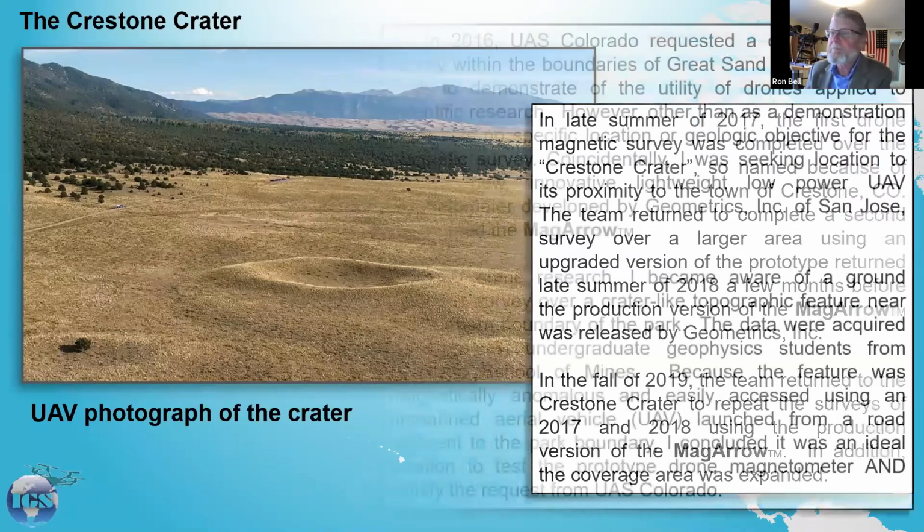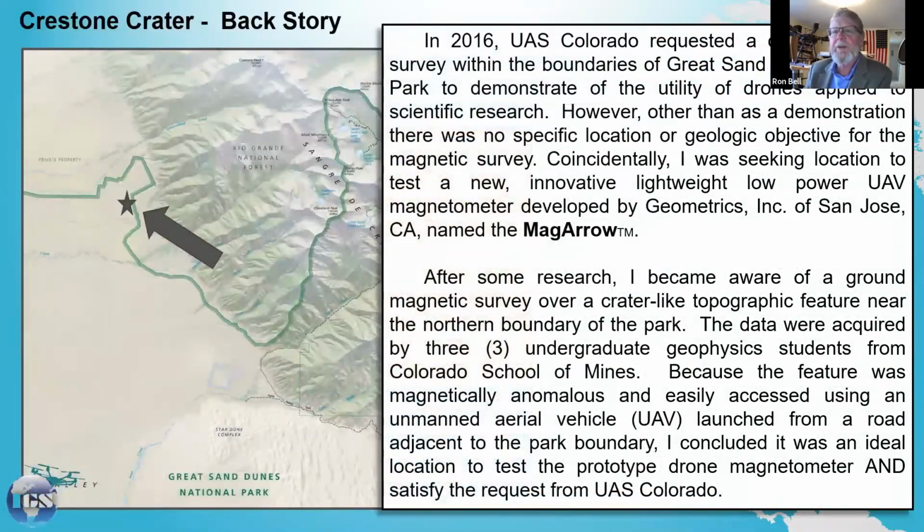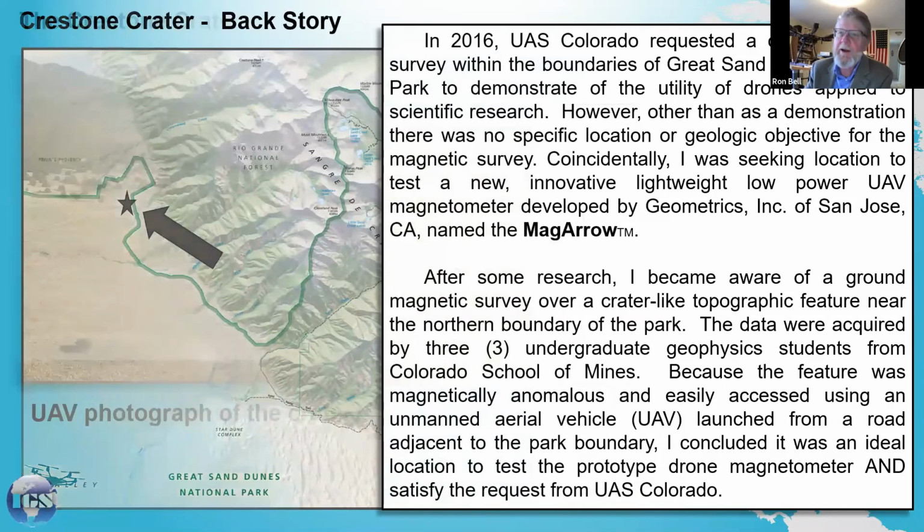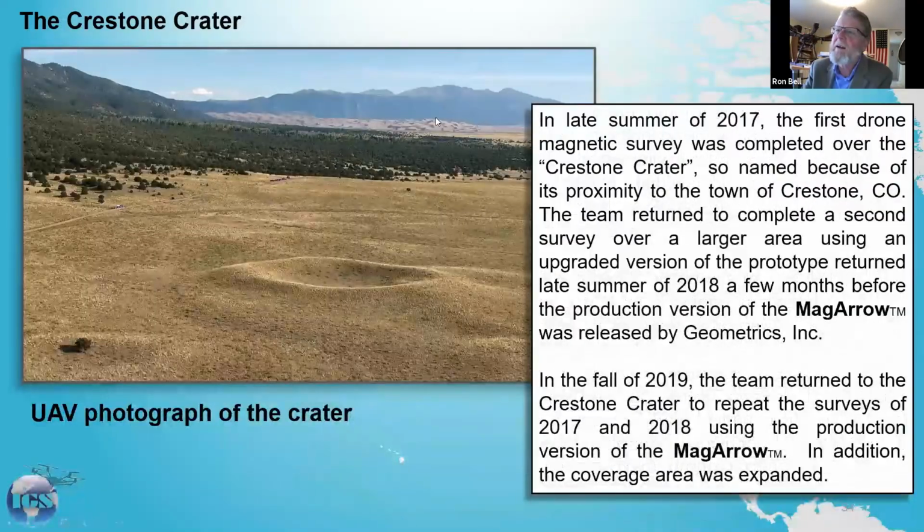So it's within the northern boundary of the Great Sand Dunes National Park. I should point out here that this background here, that's the Great Sand Dunes. And this right in front is the Crestone crater. And the Crestone crater is about 100 meters across, so it gives you the perspective of scale. This is a photo taken with a drone. There's my truck right there.